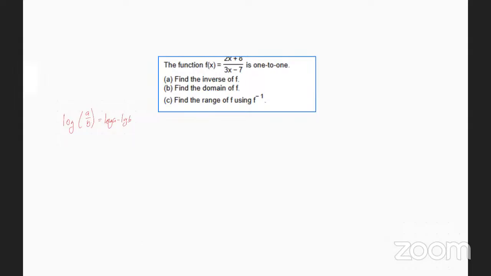I just wanted to review it with you. So find the inverse. To find the inverse, you take the y's and the x's and change them. So anytime you see an x, you write it as a y. Anytime you see a y, you write it as an x, and then solve for your new y.